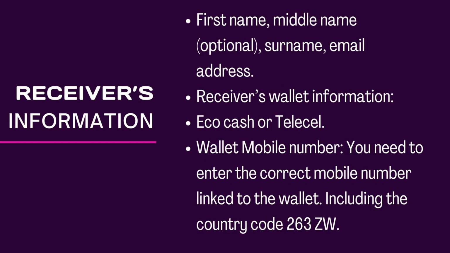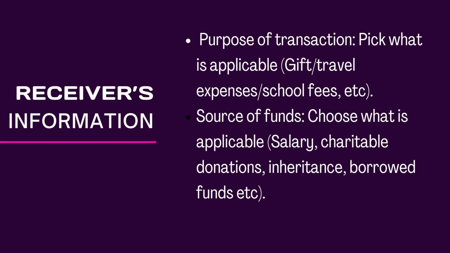Step 3. Enter receiver's information. First name, middle name (optional), surname, email address. Receiver's wallet information, EcoCash or Telesol. Wallet mobile number. Please note that you must enter the correct mobile number linked to the wallet, including the country code 263ZW. Purpose of transaction. Pick what is applicable: gift, travel expenses, school fees, etc. Source of funds. Choose what is applicable: salary, charitable donations, inheritance, borrowed funds, etc.